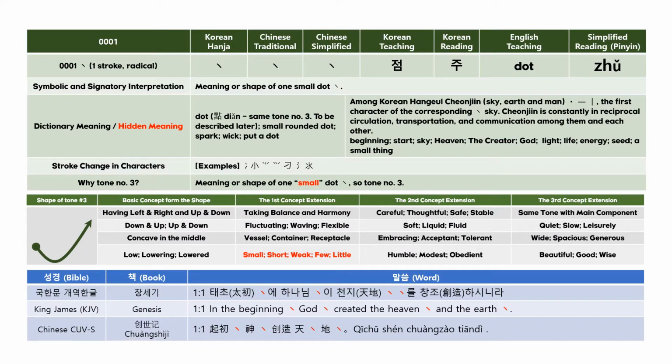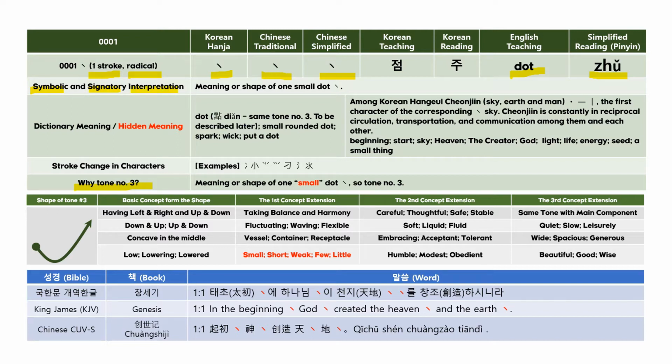The first character, dot, zhu, tone number 3. The shape is like this, all the same. It's a one-stroke radical. In Hanja and Chinese characters, there are 214 radicals. You may know that. And for the meaning, I set the meaning of each character in a symbolic way, an interpretive way.